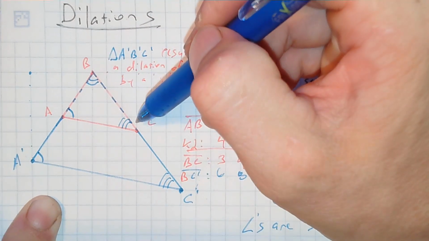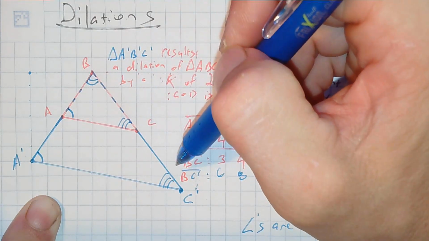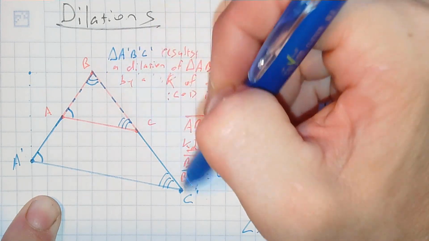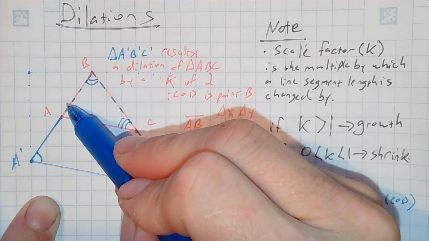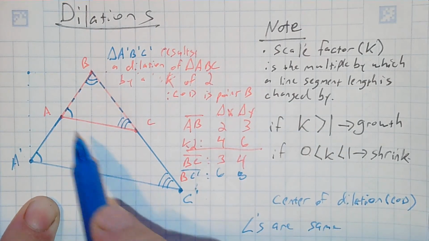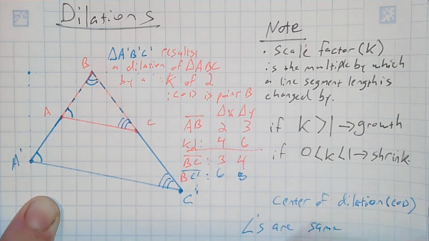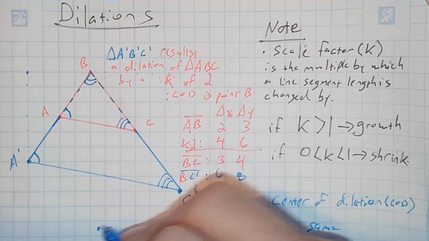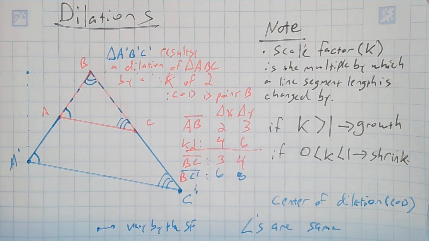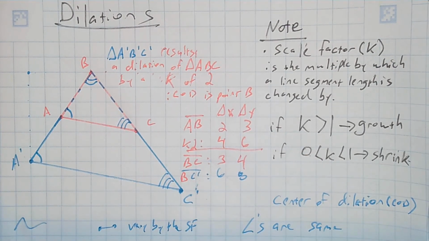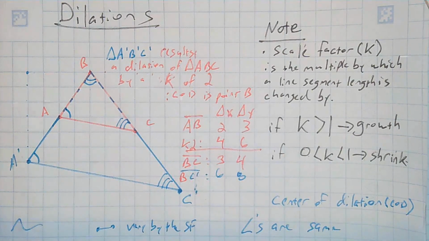Okay, so BC is similar to BC prime. In fact, it's a 2-to-1 ratio. This line segment is 2 times this line segment. This line segment is 2 times this line segment, and this line segment is 2 times that line segment. Okay, the line segments vary by the scale factor. Okay, that is similarity. It's like a congruent sign, but it doesn't have the equal sign underneath. Okay, so there is that dilation.